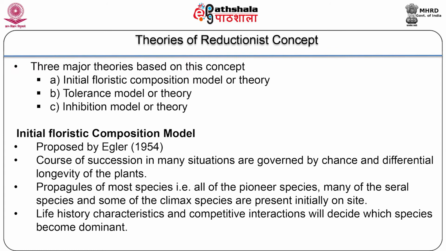There are three major theories based on these concepts, and they are initial floristic composition model theory, tolerance model theory, and inhibition model theory. The initial floristic composition model was proposed by Egler in 1954 and is parallel to the relay floristic model, whereas tolerance model and inhibition model are described by Connell and Slatyer in 1977 and were parallel to facilitation model.